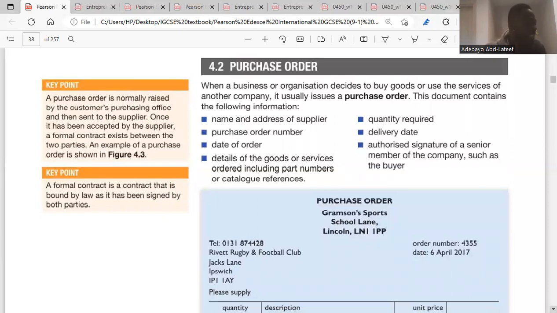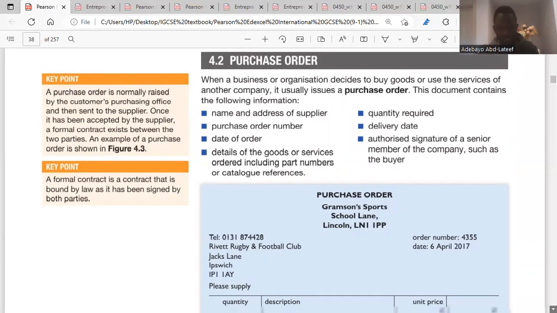It contains the name and address of your supplier, the purchase order number. That means this will be part of the order, the number on the order form. Then you have the quantity required, the number of products you want from your supplier, the delivery date, the day you want it to be delivered to your premises, details of goods or services, the kind of products you want, and your signature. So that's how a purchase order looks.